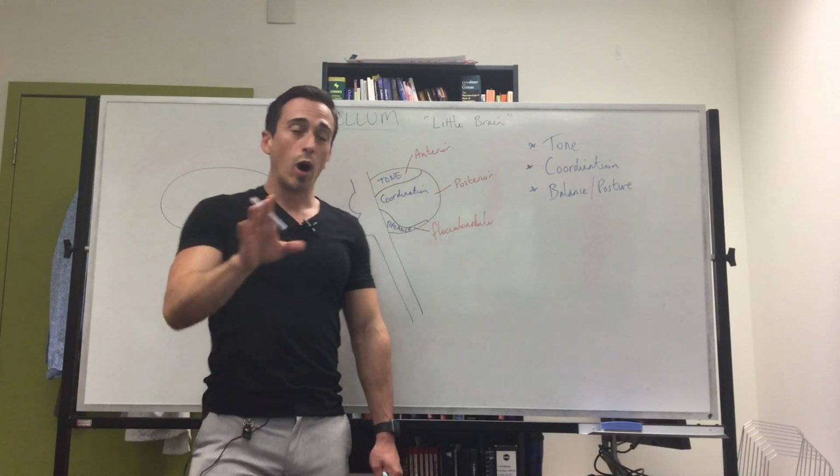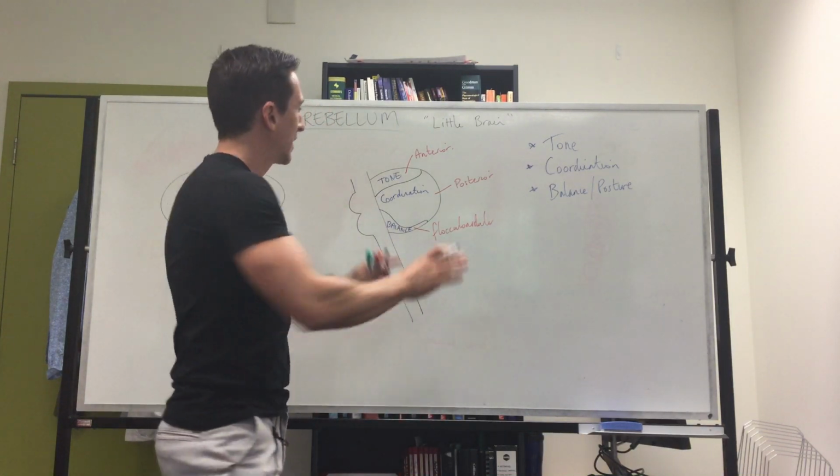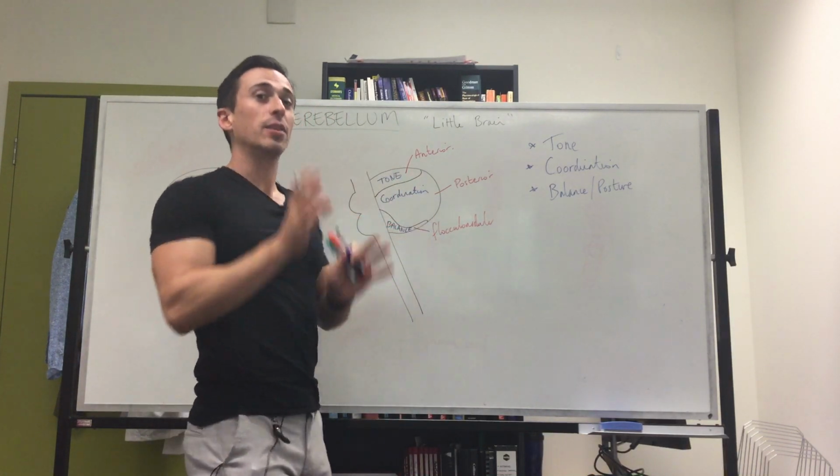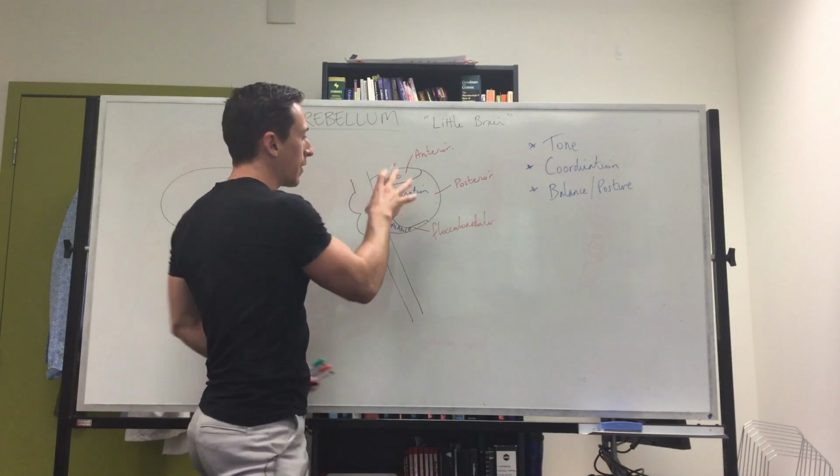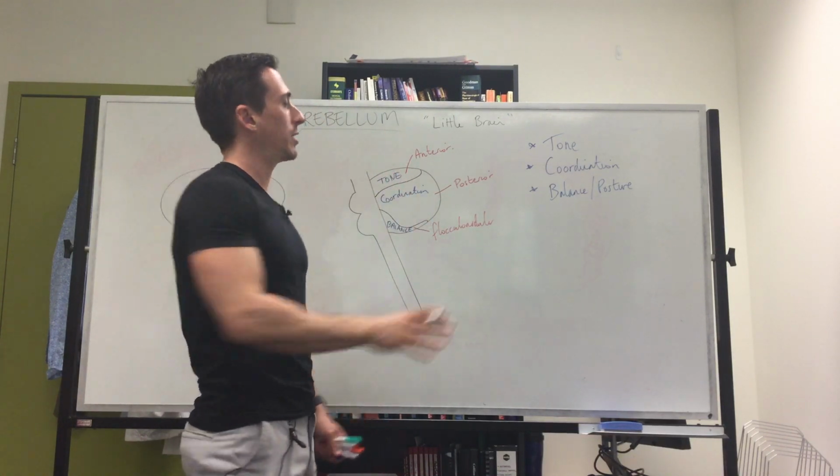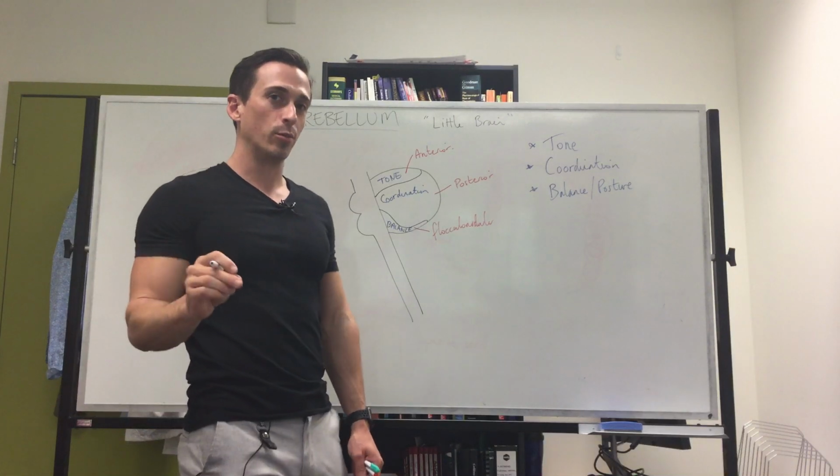Now, while this is not exactly how it is, there is a lot of overlap. This is a very good beginning and generalization as to the functions of these particular lobes.